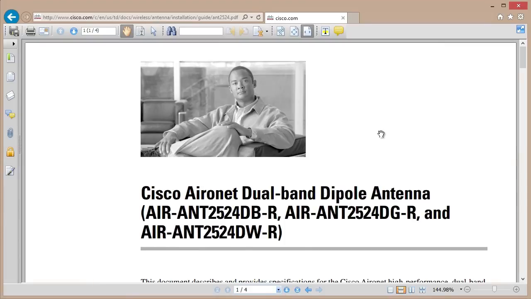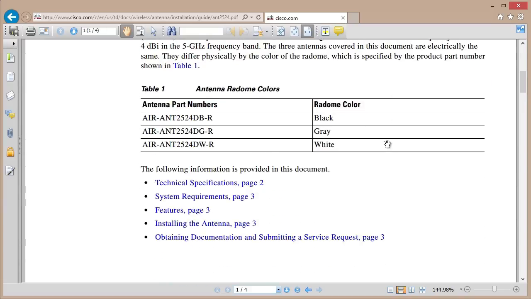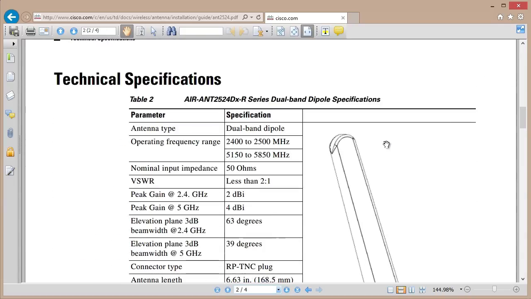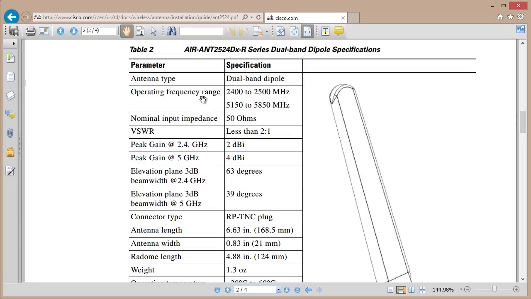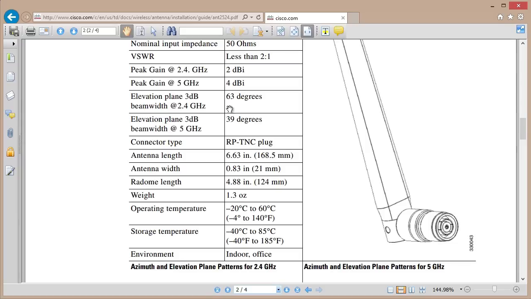This is the Cisco documentation of the Aironet dual band dipole antenna, what we were just looking at. And as we bring it on down, I just want you to see, we're not making this stuff up, all right? You can see that for any antenna, you can view the specifications. So, okay, this is dual band, 2.4 and 5 gigahertz. Here it is. Again, some key things here. How about the peak gain at the 2.4 and 5 gigahertz? There's our dBi. Again, the elevation plane, at the two different ranges.